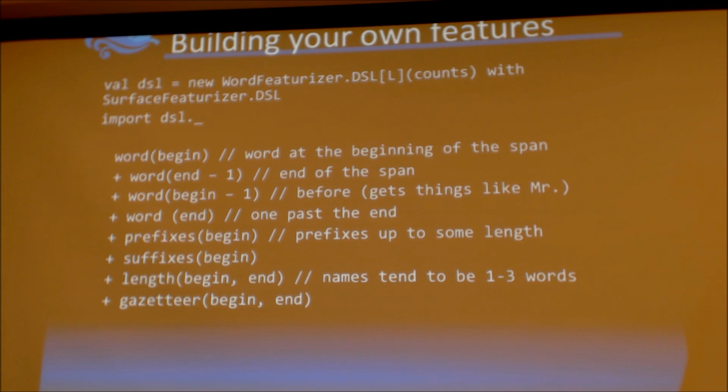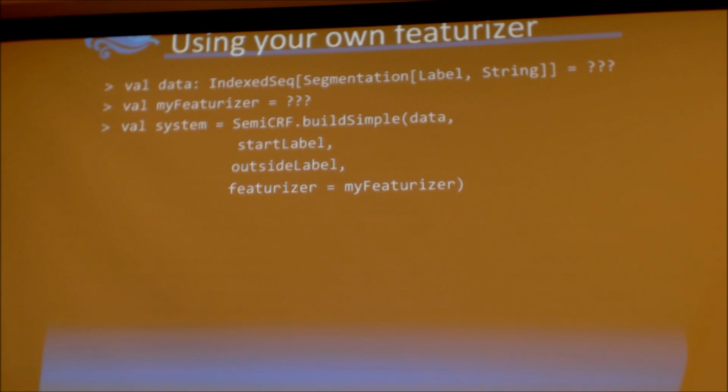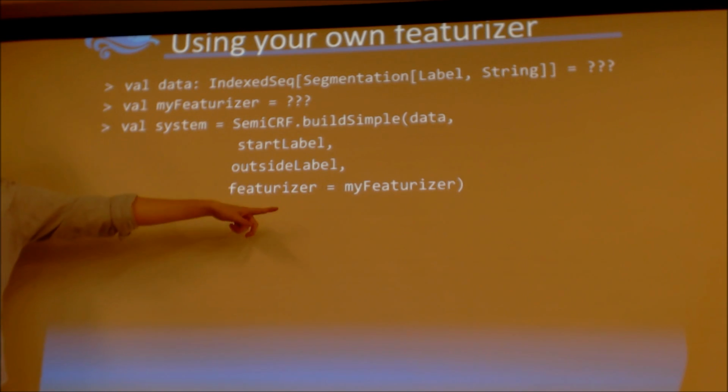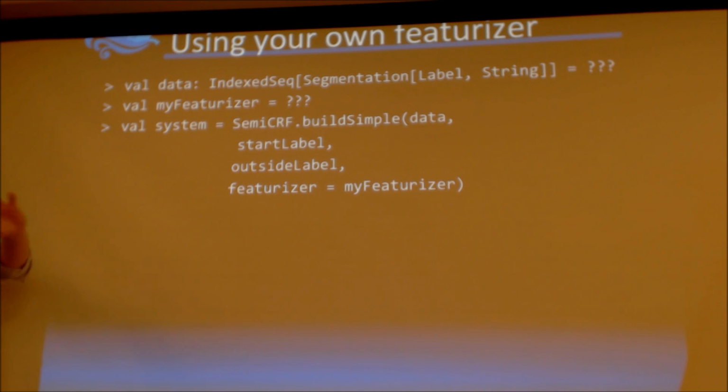Yes, good question. Okay, cool. Using your own featurizer is pretty simple. Once you have one of these objects, you can just say featurizer equals my featurizer, and then under the hood we'll just train with that featurizer instead, and it'll do its thing. Okay.